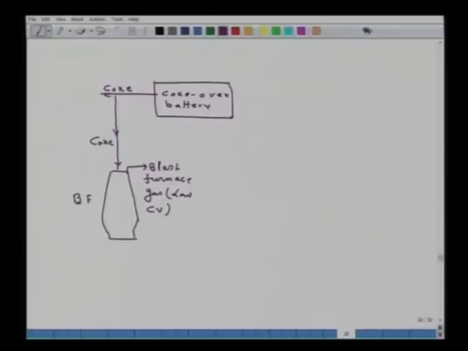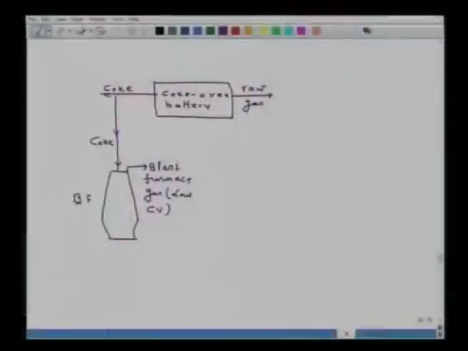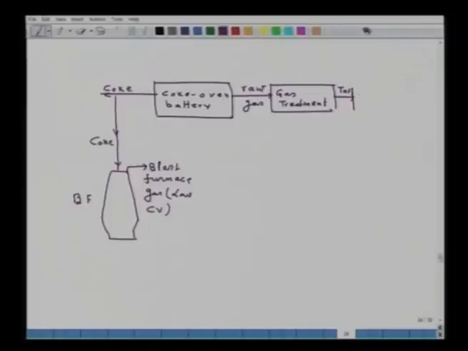Now coke oven battery, you have the raw gas. Raw gas means it is uncleaned, it contains dust particles, and it contains many other impurities. So it is subjected to gas treatment. Then we can extract tar, and tar can be subjected to the so called gasification.